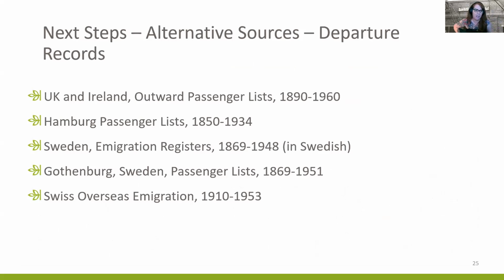So I included these 5 collections: the UK and Ireland outward passenger lists 1890 to 1960, and the Hamburg passenger lists 1850 to 1934. Then there's the Sweden immigration records and the Gothenburg passenger list, which are great for people coming from Sweden, and the Swiss overseas immigration, which are great for our folks coming from Switzerland. I'm not going to go over those 3, but I am going to go over the UK and the Hamburg.